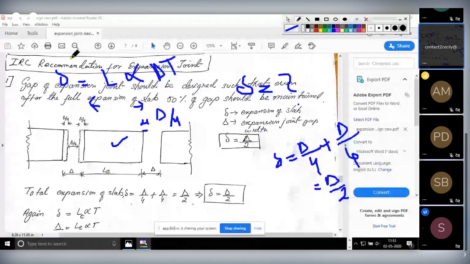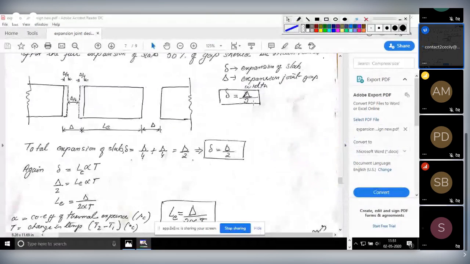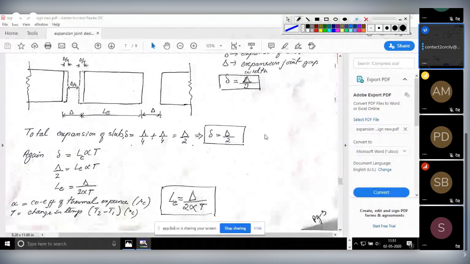Thermal expansion, so delta is given by L alpha delta T. See, here is the same equation that you have to use. So the expansion will also be equal to L alpha into delta T, where T is the change in temperature. That means the slab temperature during casting and the temperature of the hottest month, that is T2 minus T1: the hottest temperature minus the slab temperature during its construction period.